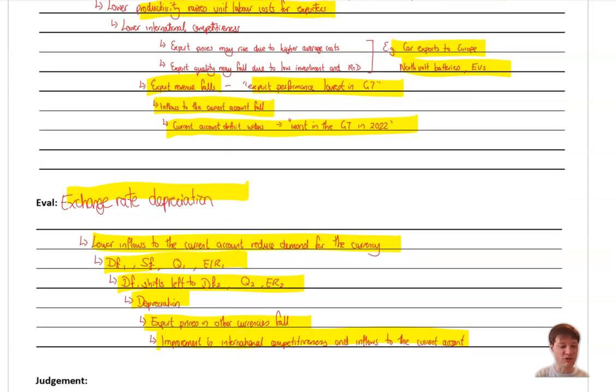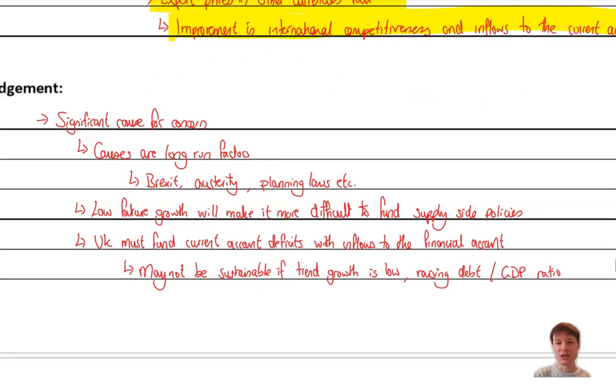Now, judgment is a really nice one, and is one where I think we can sum up a lot of the problems for the UK economy. There are very significant causes for concern for the UK going forward in the next 10 years, because the causes are long-run factors. Get this short-run, long-run into your argument.